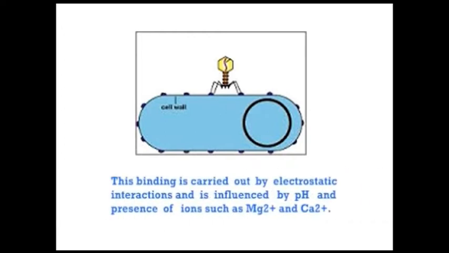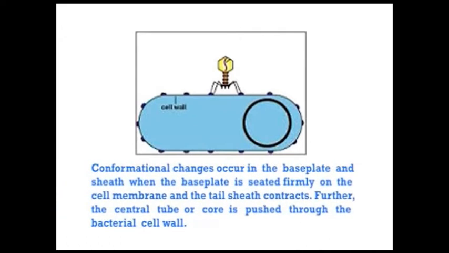This binding is carried out by electrostatic interactions and is influenced by pH and the presence of ions such as magnesium and calcium ions. Conformational changes occur in the base plate and the sheath when the base plate is seated firmly on the cell membrane and the tail sheath contracts. Further, the central tube or core is pushed through the bacterial cell wall.